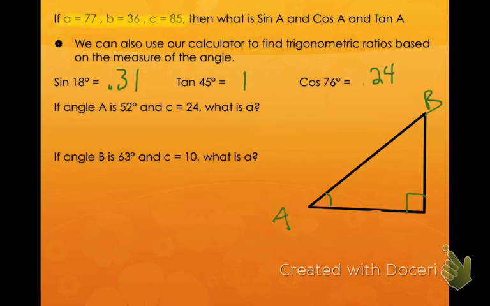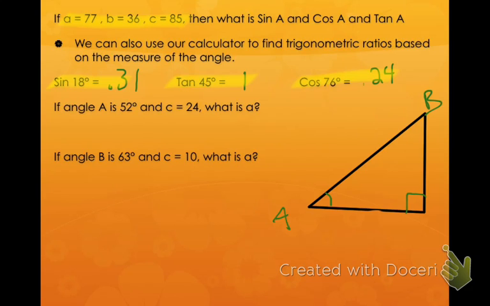Again, that's the ratio. Sine of 18 means that my opposite over hypotenuse, my opposite is about 1/3 of my hypotenuse. Cosine of 76 degrees means that my adjacent over hypotenuse, my adjacent is about 1/4 the size of the hypotenuse. And tangent of 45 says that it's 1 over 1, so that my opposite and my adjacent are the same.